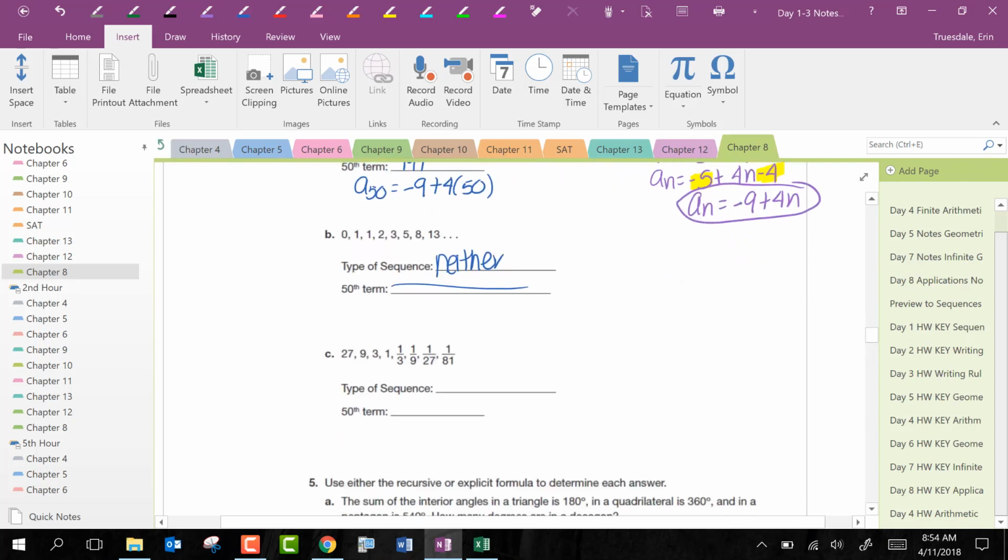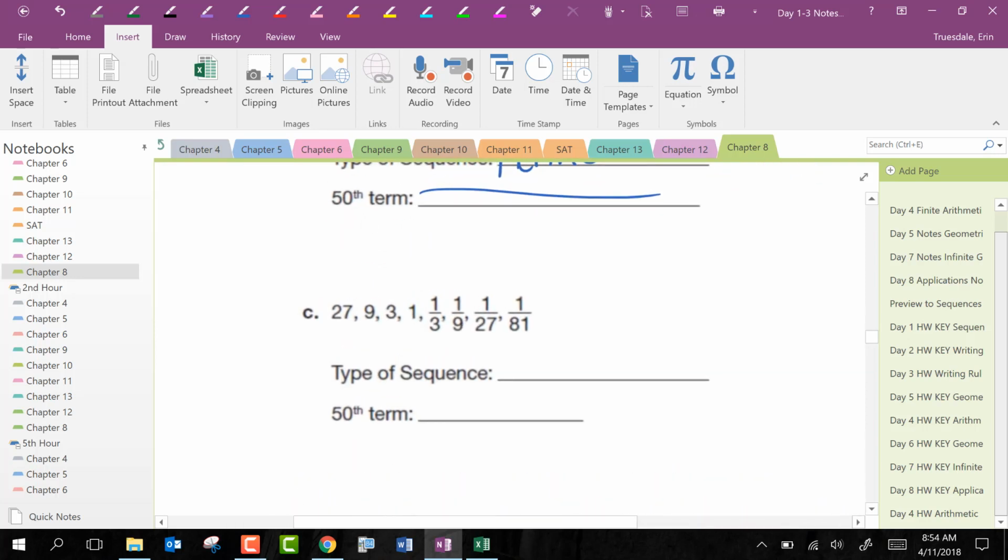Okay, C. This is an important example for you. So let's look at this one. What's happening here? Okay, so it's being divided by 3. And so it's definitely a geometric problem. But instead of saying it's being divided by something, I want to know what it's being multiplied by, because R always has to be what you're multiplying by. 1/3. Good. Okay, so we're multiplying by 1/3. So geometric, R is 1/3.